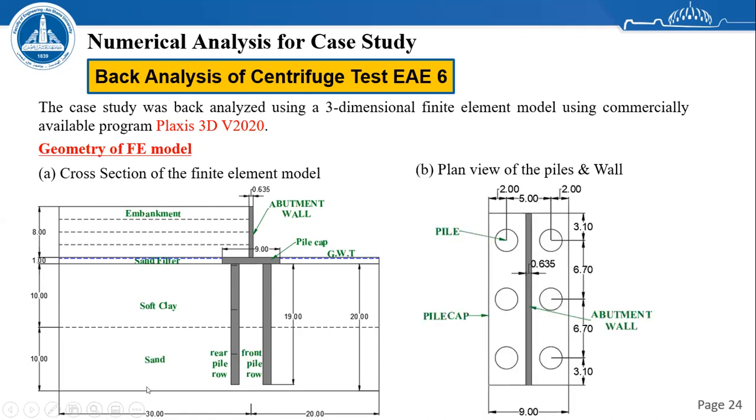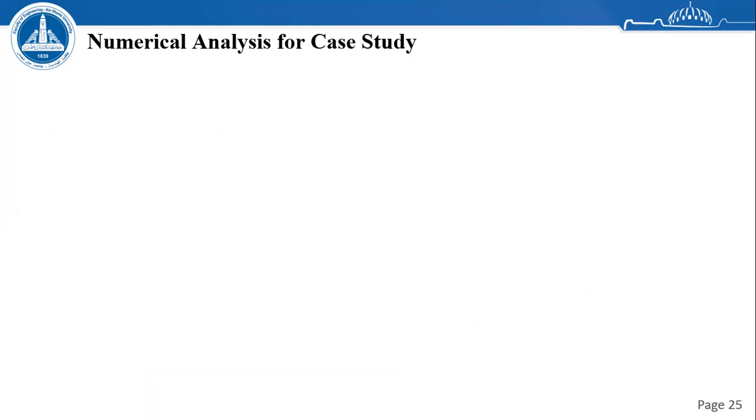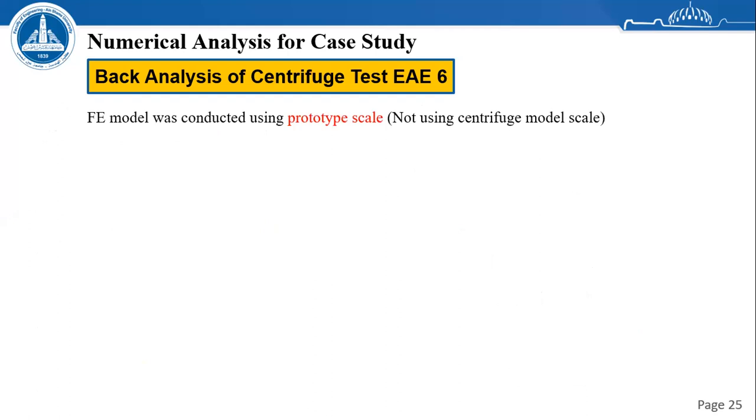And this was the plan of the piles and the abutment wall. The pile center spacing was 6.7, and the ratio between the pile center spacing and the diameter was 1.27. The finite element model was conducted using the prototype scale, not the centrifuge model scale.